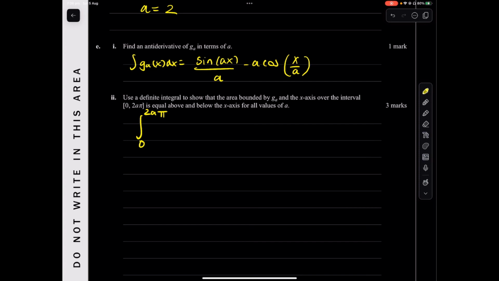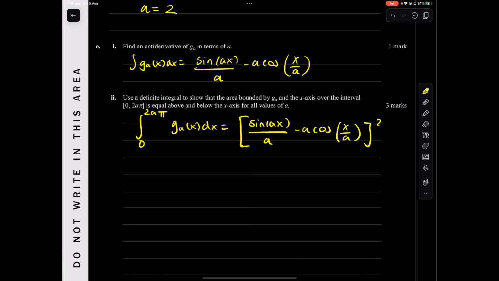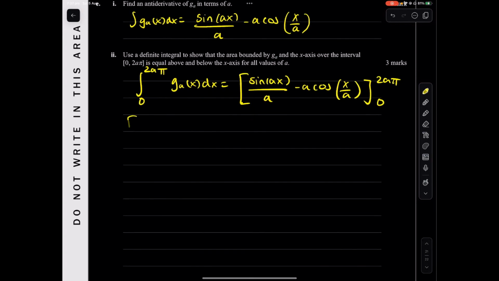We want to show that the integral from 0 to 2 pi of g_a(x) dx equals 0. We already know the integrals here: sine ax over a minus cos ax over a, evaluated from 0 to 2 pi. So let's say we substitute in 2 pi first.